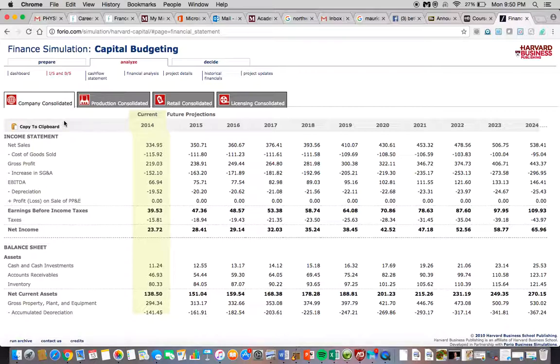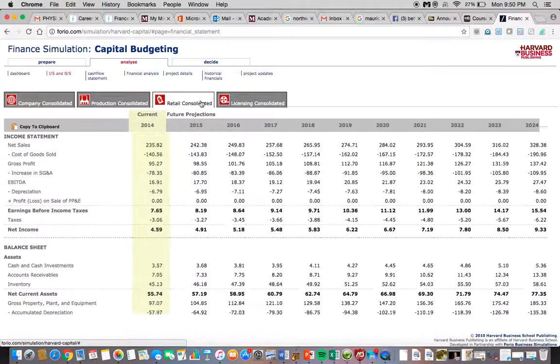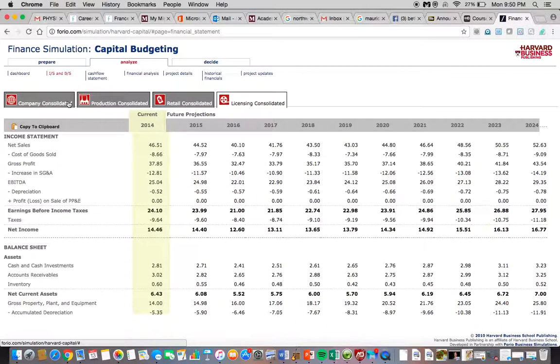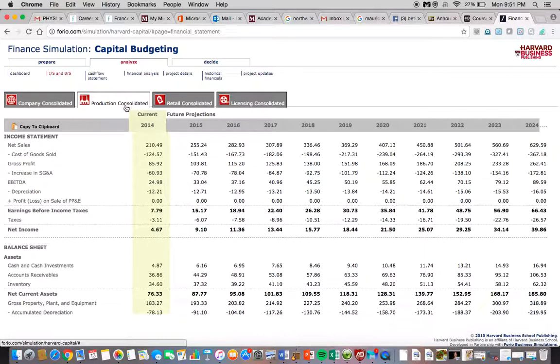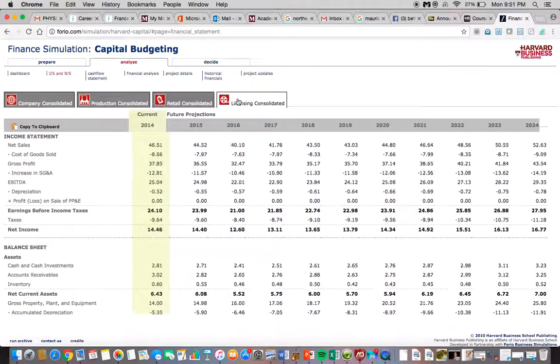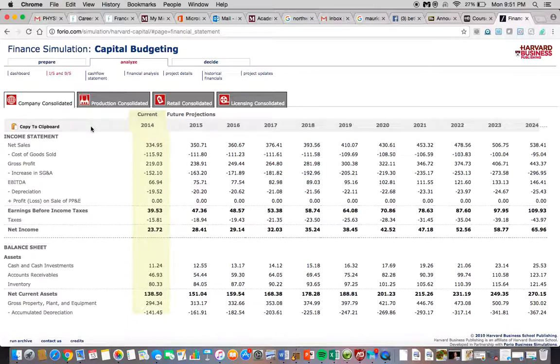Up at the top here, we have a company consolidated, production consolidated, retail consolidated, and licensing consolidated. Consolidation is the process of merging or unity. Therefore, company consolidation is the merging of companies. Production consolidation is the merging of production, and so on with the retail and licensing. As you can see, if you click through these tabs, the numbers change throughout. However, we are just going to focus on the company consolidation tab for now.